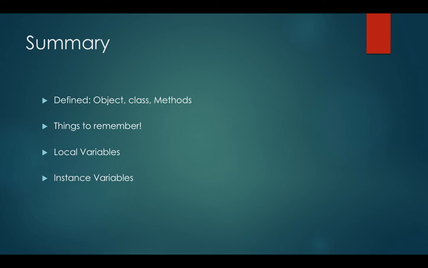So that is the end of our lesson. We've covered quite a bit of information today. We defined objects, classes, and methods, and we chatted about really important things to remember when programming. We also talked about the 2 different types of variables, the local and instance variables.